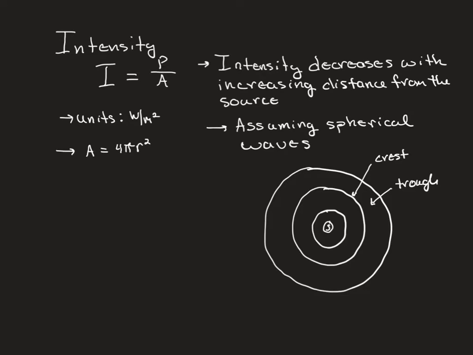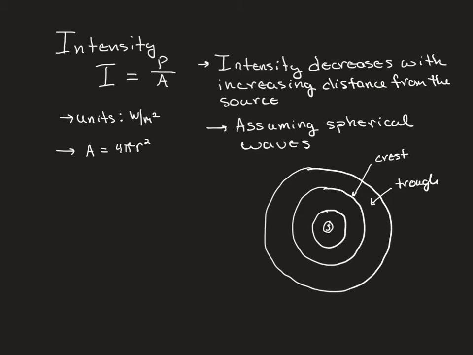In this video, we're going to discuss intensity. Intensity is equal to power per unit area. So remember, power is energy per unit time, which means we're really talking about the amount of sound energy at a particular moment that is passing through a specific surface area.